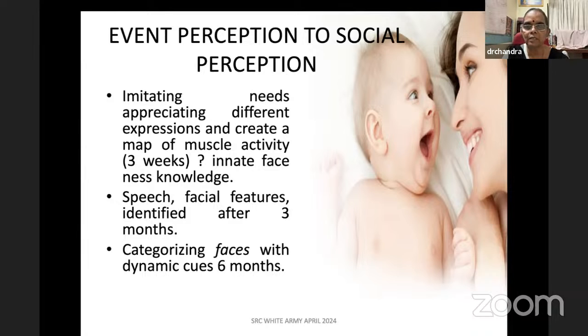Is my mother appreciating? Is she angry? Is she sad? Speech and facial features are identified after 3 months. And categorizing faces with dynamic cues happens by 6 months. At this point, the child will categorize: this is my mother, this is my father, this is my grandmother, and this is somebody else. So that is the time when stranger anxiety will start. The child has categorized, these are my loved ones, these are my safe people, and then cries when others are coming. That is what we call stranger anxiety.